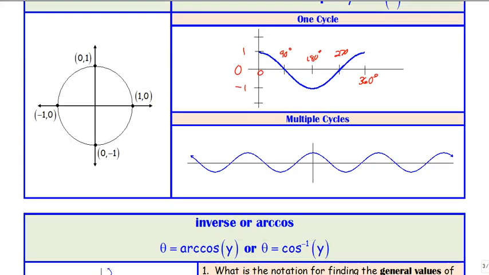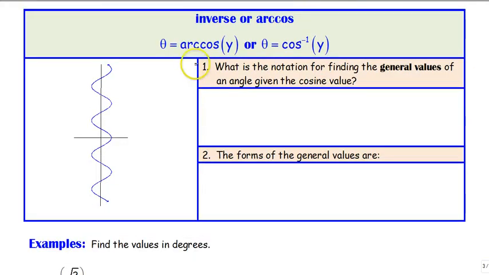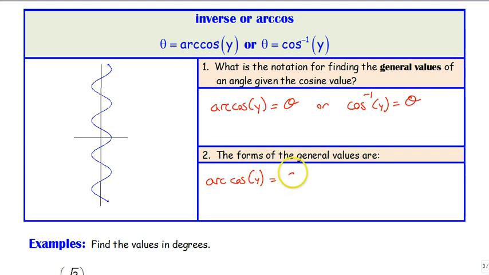Inverse is the same thing as we did before. Now the general notation for this is the same thing, but it's cosine. So we would say that arc cosine of y equals theta, or you can also use cosine inverse of y equals theta. The forms for the angles themselves: arc cosine of y equals theta plus 2 pi k, or it could be theta plus 360 degrees k.